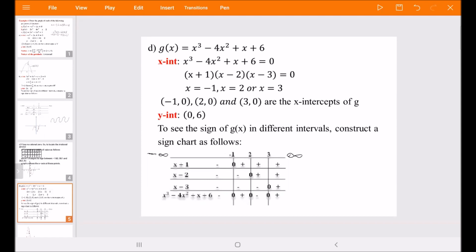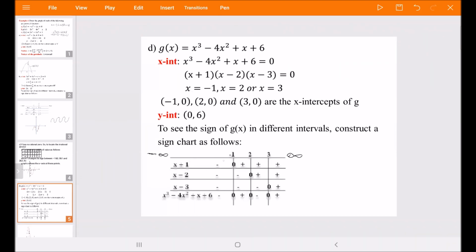For values less than minus 1, you can evaluate x plus 1 by substituting x with minus 2, minus 3, minus 4, minus 5, etc. For example, if you evaluate x plus 1 by substituting x with minus 2, minus 2 plus 1 is minus 1. If you substitute minus 3, minus 3 plus 1 is minus 2. That means unless the interval is changed, x plus 1 remains less than 0, or negative, for values less than minus 1.